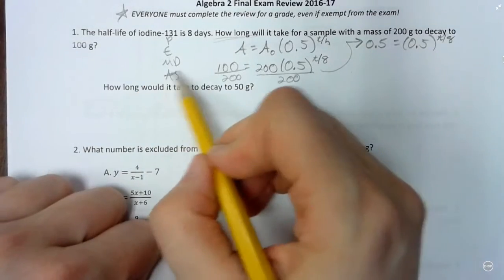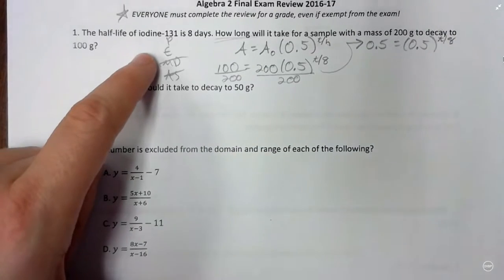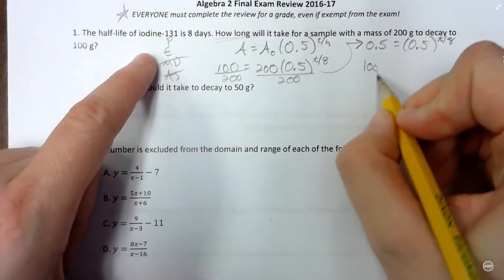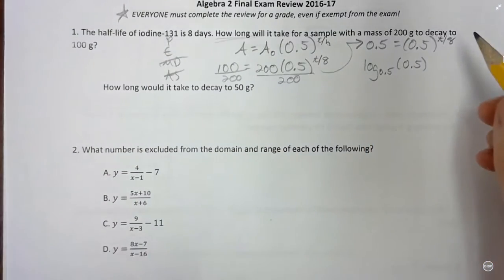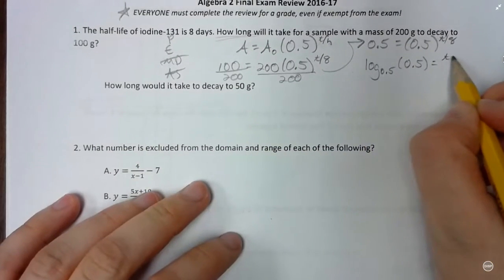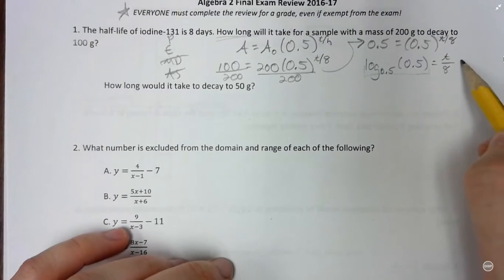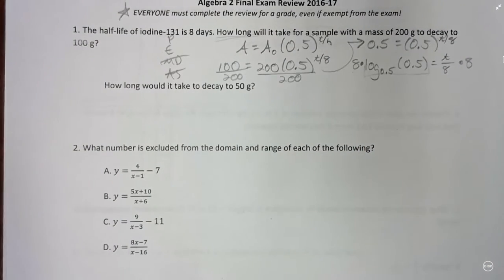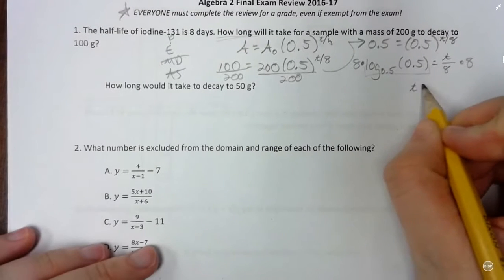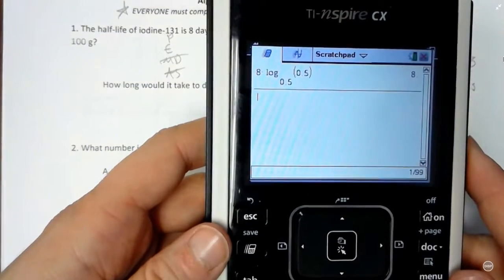Then I'm at my exponent step, so I want to convert this to logarithm form. That will help me get this t out of the exponent. So I have log base 0.5 of 0.5 equals t over 8. Multiply both sides by 8. And put that in your calculator. And so you get t equals 8 days. And here's what it looks like in the calculator. Just like that.